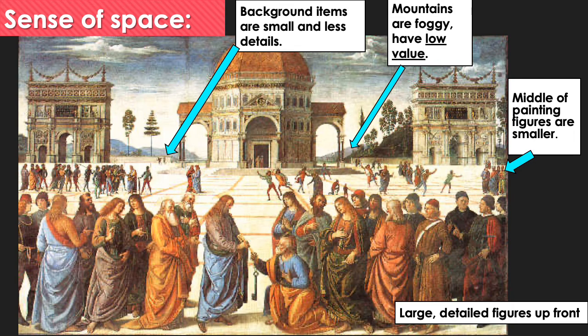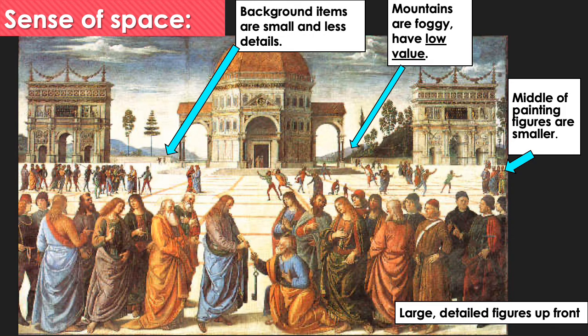In this painting, there's lots of ways to illustrate a sense of space. You have large detailed figures up at the front, bottom, and they're big. They take up almost half of the painting. In the middle ground, you have figures that are smaller and less detailed. They look like they're a little bit farther away. In the very background, you have even smaller figures that are out of focus. You have mountains that are blurred out.